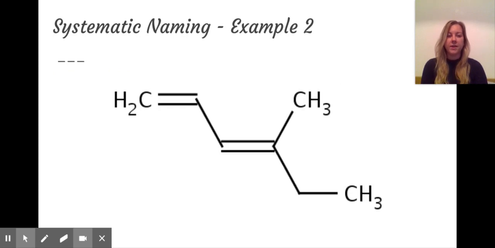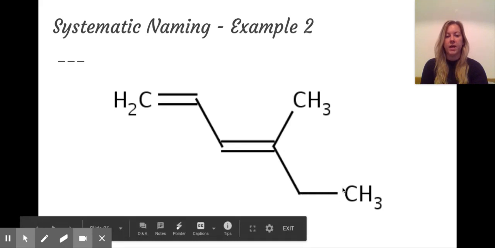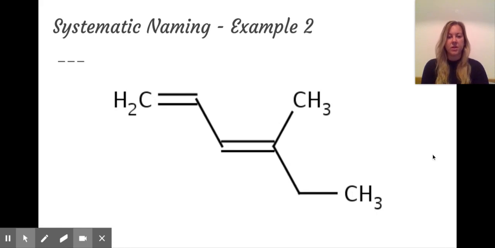Example 2. This one is a little more complicated, so listen really carefully. You do have a list of naming rules in your notebook as well, so make sure you're using them for practice. So let's number the carbons. So this is carbon number 1. Where these join, even though there's not a letter, this is called a skeletal structure. This is carbon number 2, where the mouse is right now. Carbon number 3 is therefore here. 4, 5, and 6 at the end here. So that's going to be hex, the prefix for 6.